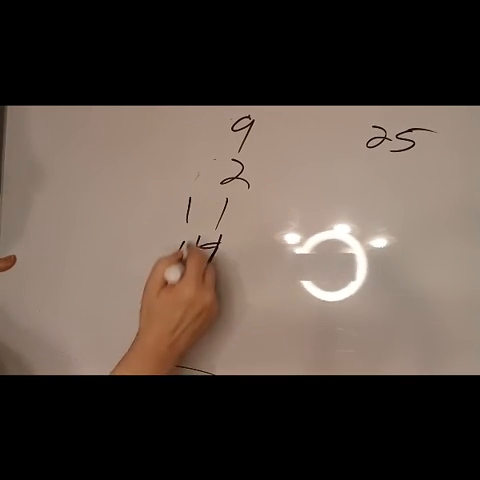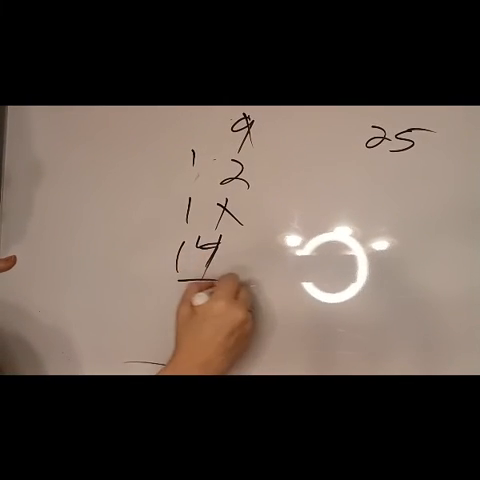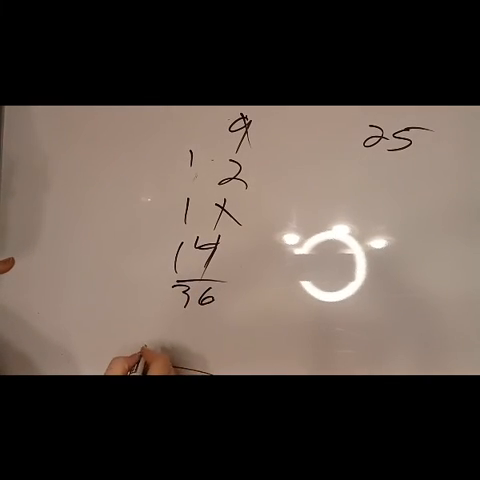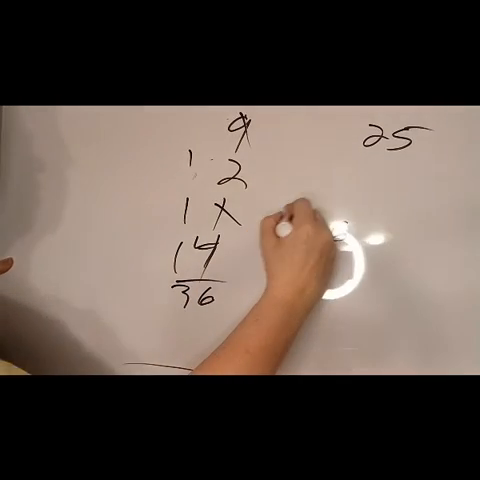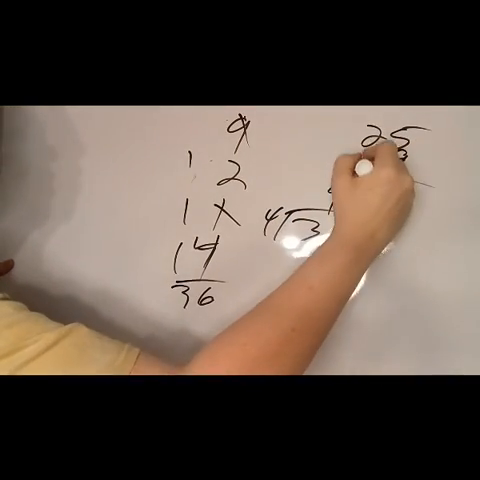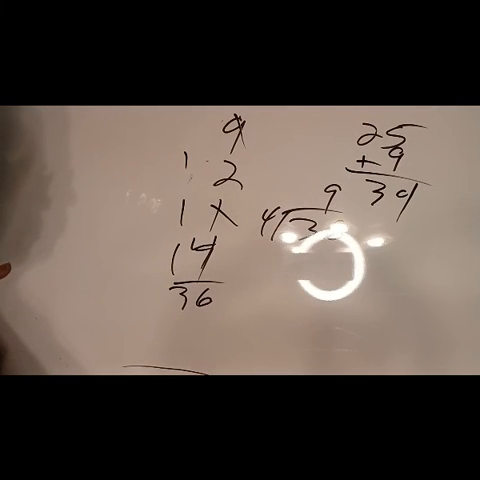So what do we have left? 10. 4 and 2 is 6. And we got 36. 36 divided by 4 is 9. All right, we add 9 here. And we get 34. The same thing.